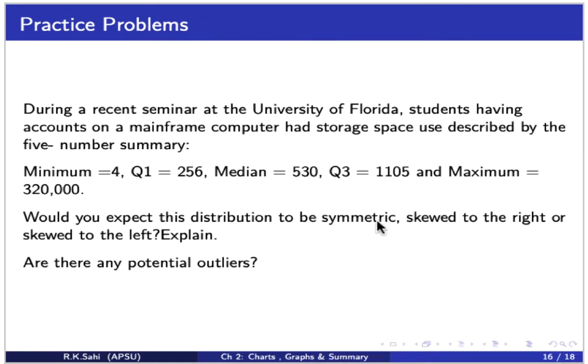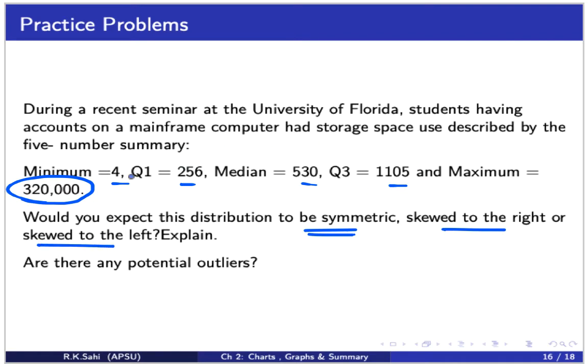Okay, now let's look at this problem, which says during a recent seminar at the University of Florida, students having accounts on a mainframe computer had a storage space, which is described by this 5-number summary. Minimum is 4, the first quartile is 256, the median is 530, the 75th percentile is 1105, maximum is 320,000. Oh, that's straightforward an outlier. We can already see that. So do you think it's going to be symmetric or skewed to the right or skewed to the left?